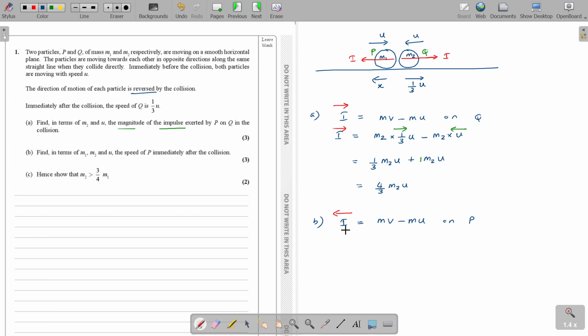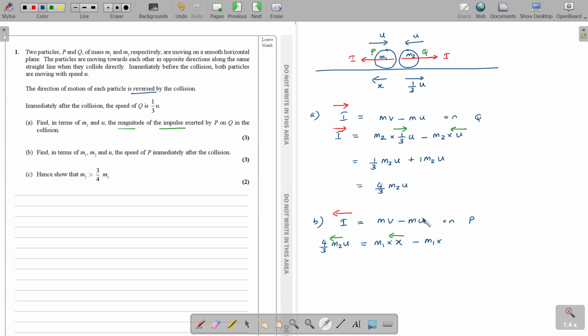So what is the impulse? Impulse on Q and P are equal in magnitude, so it is 4 over 3 m2u. Are you with me? That's the impulse. The mass of particle P is m1, into velocity v, the final velocity, which is x. And then show the direction. So x is backwards, so we do not have any issue, right? Even the impulse here is backwards, x is backwards. Minus mass m1 into u.